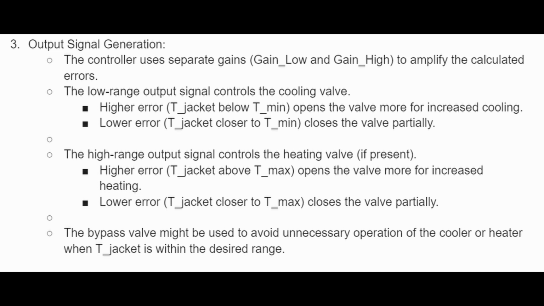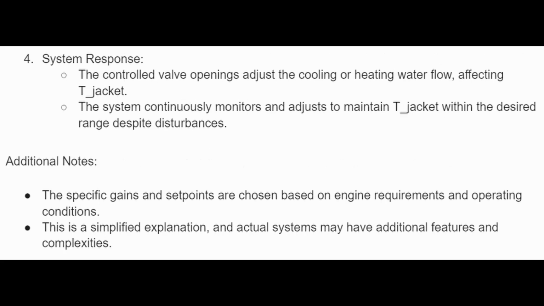The high range output signal controls the heating valve if present. Higher error, T jacket above T max, opens the valve more. Lower error, T jacket close to T max, closes the valve partially. The bypass valve might be used to avoid unnecessary operation of the cooler or heater when T jacket is within the desired range. 4. System response.